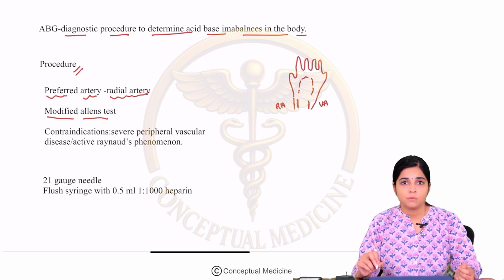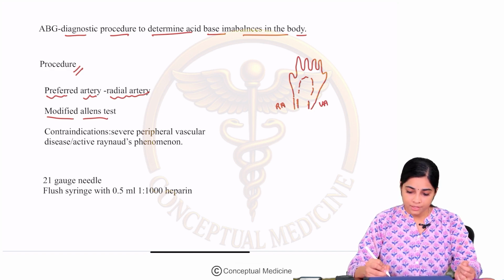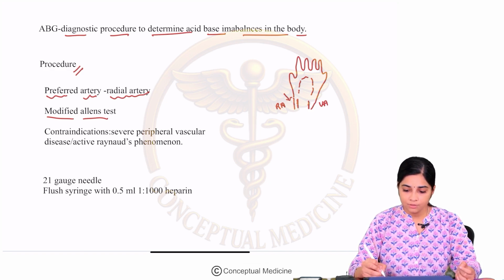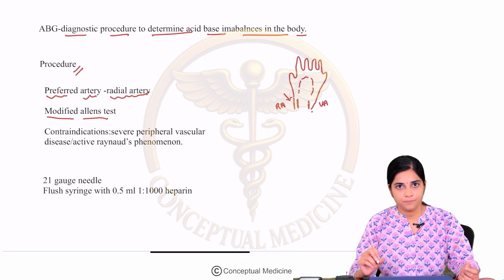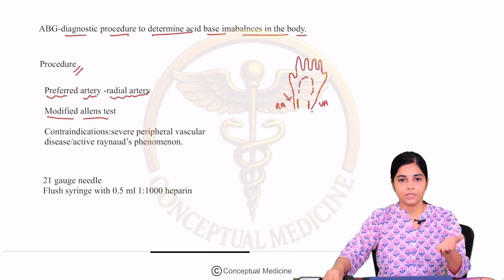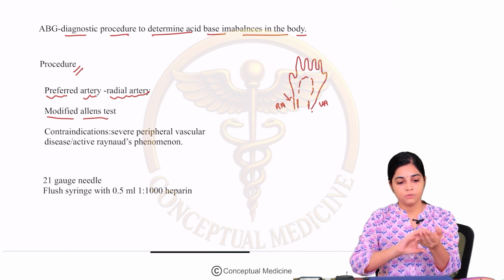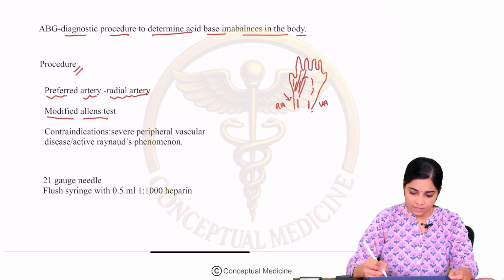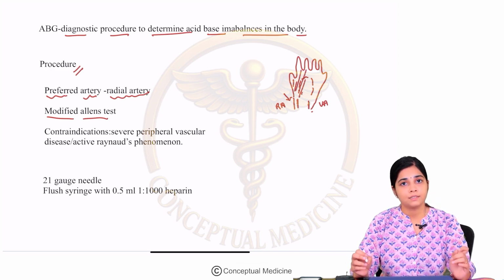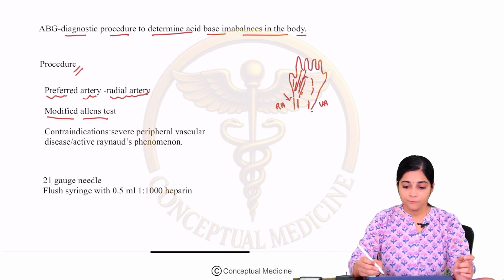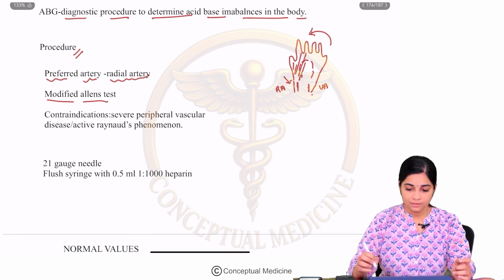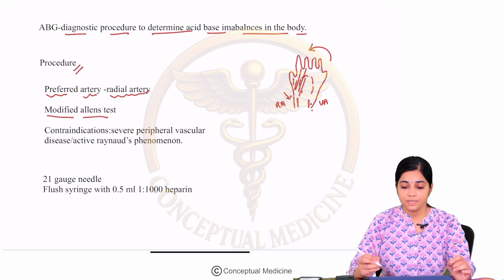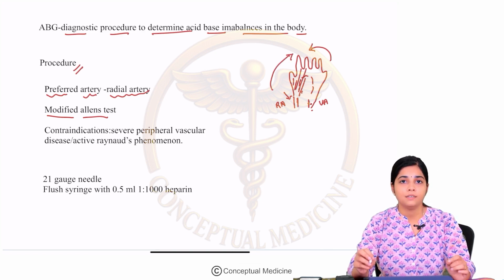So how do you do this modified Allen's test? You put pressure on one of the arteries. Let us say you occlude the radial artery, and you remember that the ulnar artery is free. For example, this is your patient's hand, and you occlude the radial artery. The blood flow to the area supplied by the radial artery is occluded, but the flow will be maintained by the ulnar artery. Similarly, you do this procedure on the other side. You occlude the ulnar artery and see if the flow is maintained by the radial artery.